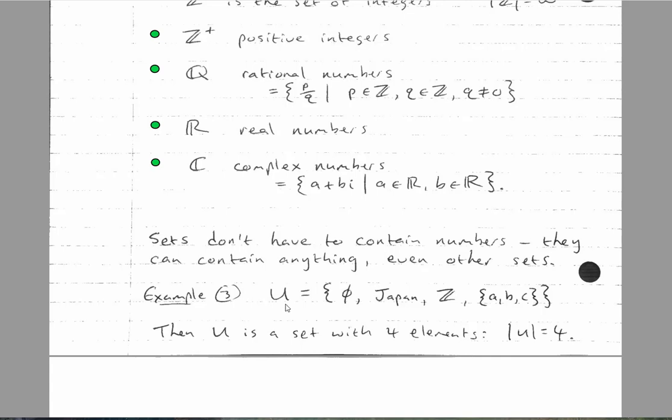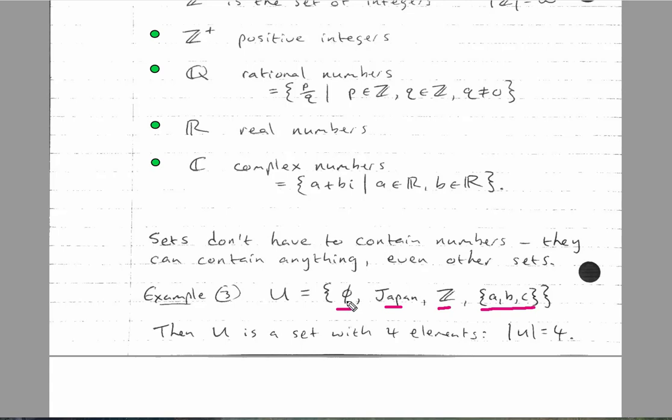Example 3, let U equal this list. So we have the empty set, we have Japan, so a country, we have the set of integers, and we have this set of A, B, and C, 3 letters. All right, and this makes sense. U is a set because we know exactly what's in there. How many distinct elements does U have? Well, it has 4.